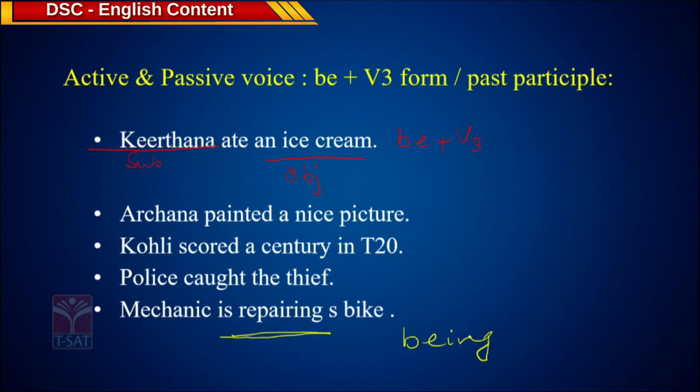But in the last case, say the verb is in continuous tense, or progressive tense. In such cases, the B form changes to the is being form, right? A bike is being repaired by a mechanic. This is how we need to write.